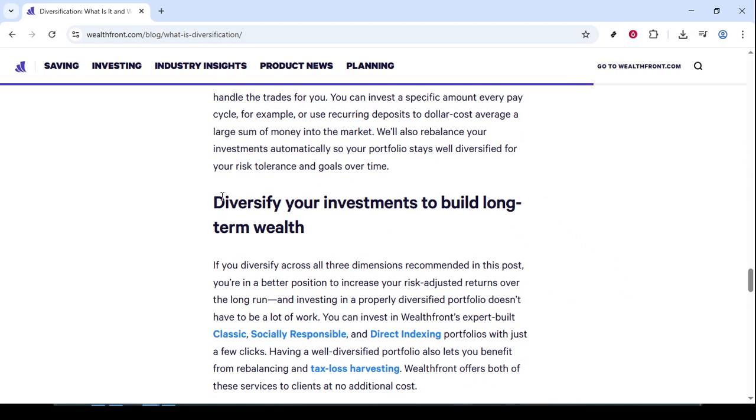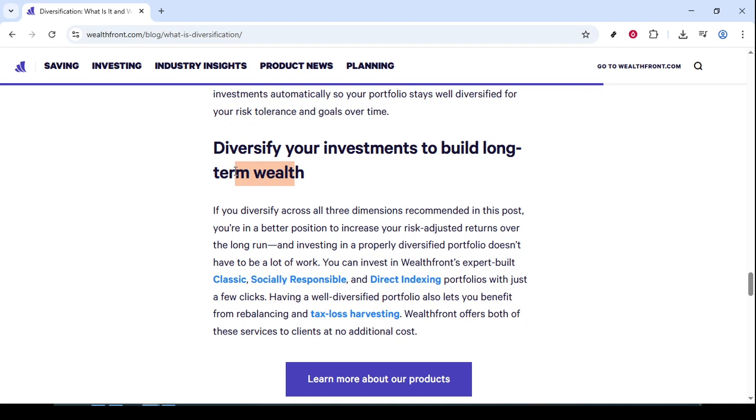Wealthfront's array of automation tools aids in navigating these strategies with minimal complexity, allowing you to focus more on your financial future rather than the intricacies of market management. Remember, while diversification doesn't guarantee profits, it's a vital aspect of a well-rounded investment strategy.